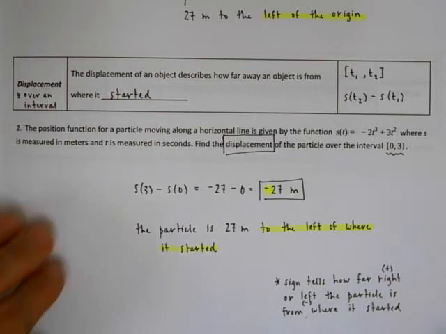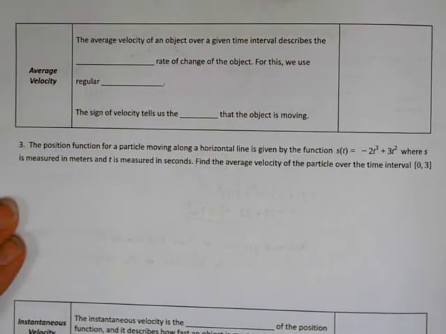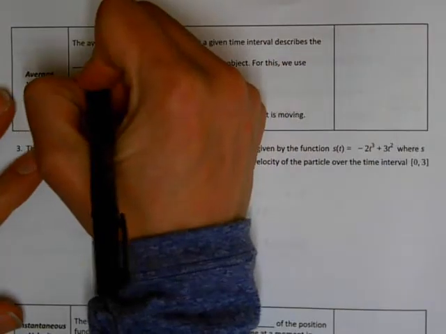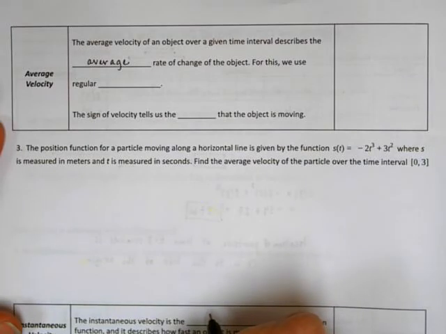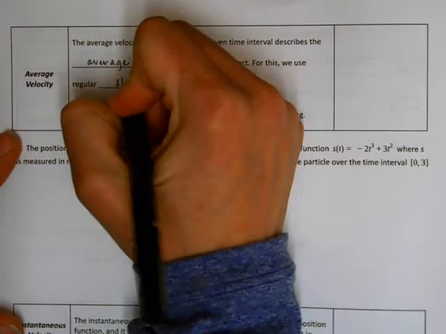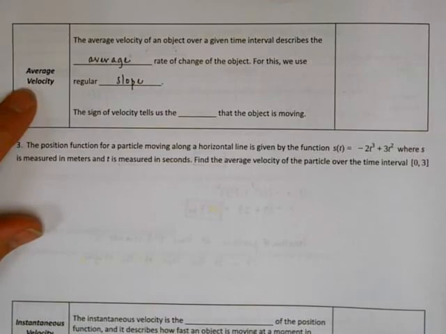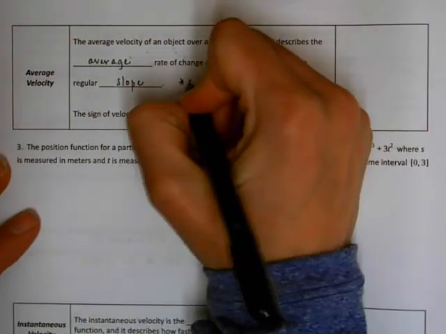All right, let's keep going. We have lots of vocab here. The next one is average velocity. And so the average velocity of an object over a given time interval describes the average rate of change of the object. Hopefully by now, when you hear average rate of change, you should just be thinking about our regular slope formula.